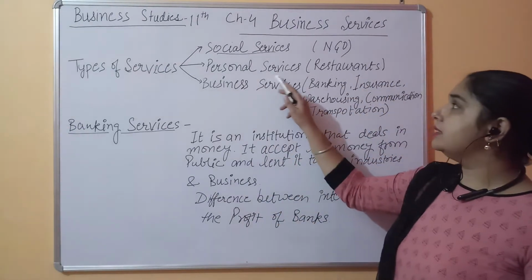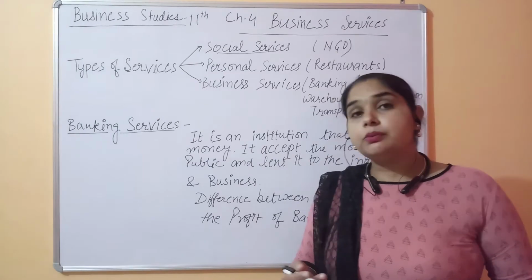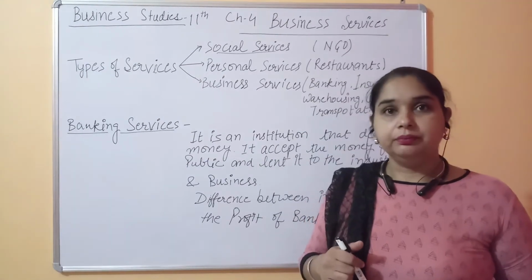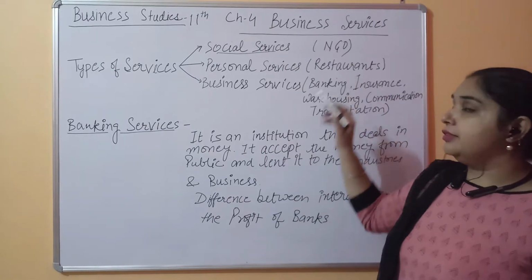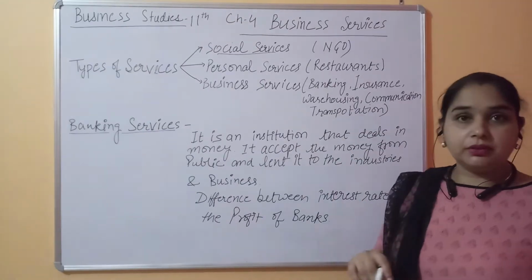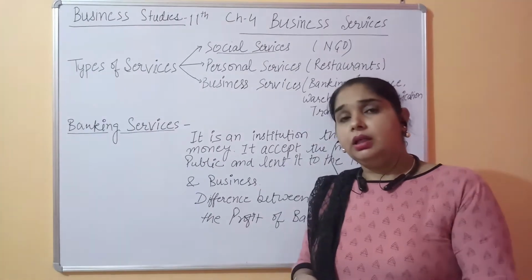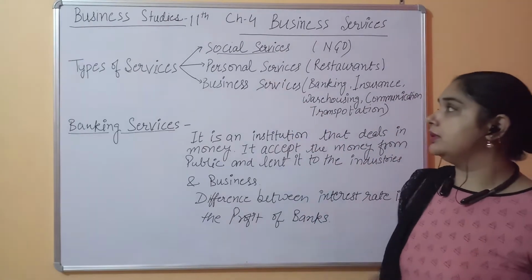Second one is personal services. Now what are personal services? Like when we go to a salon, it provides us personal services. It is attending us personally. Restaurant services, I have given you an example of restaurant services. Same here, tourist services, anywhere we go and they attend us personally. So these all come under personal services.